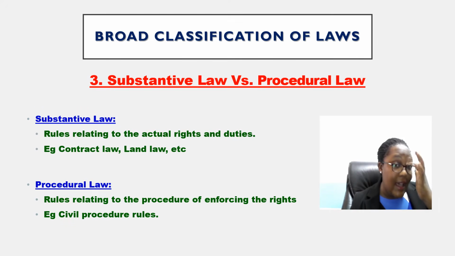Substantive law, on the other hand, is the substance of that contract. What are they fighting about? What does the law say that amounts to an offer, that amounts to an acceptance? That is substantive law. But procedural law is the procedure you follow to be able to enforce that contract.